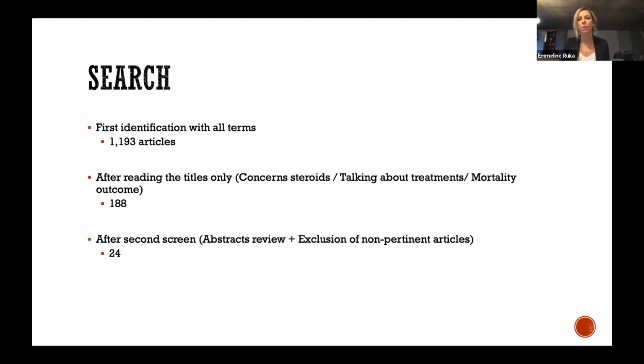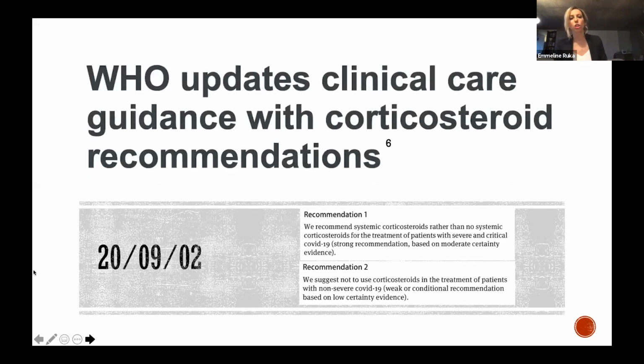Obviously, when I read the titles and then some abstracts, I had 24 that really were targeting the question that I was asking. But I think it's worth mentioning because it's pretty impressive how much literature has been made so far on COVID-19. So with that literature review, I found that the WHO updated their clinical guidance for the steroids recommendation in COVID recently.